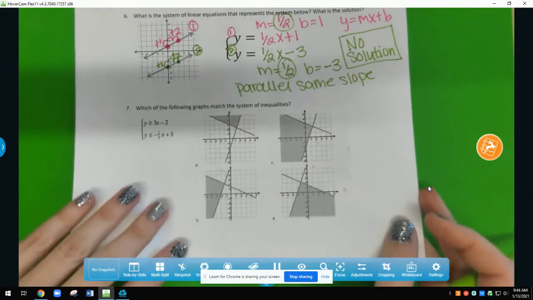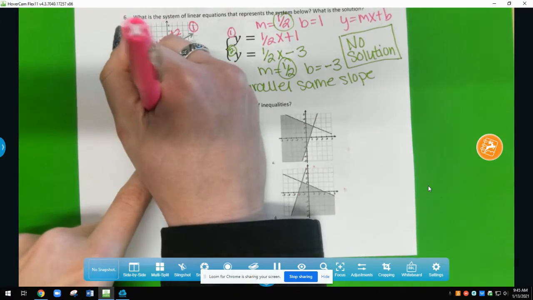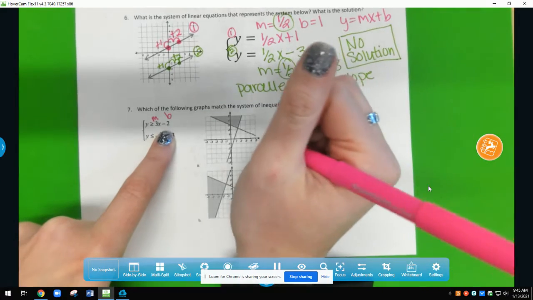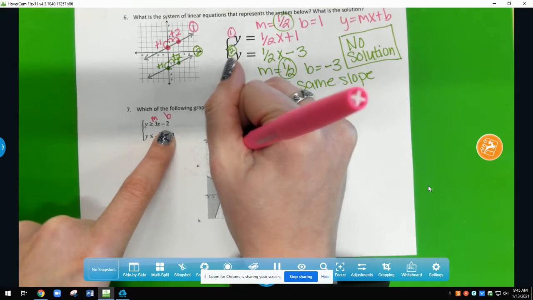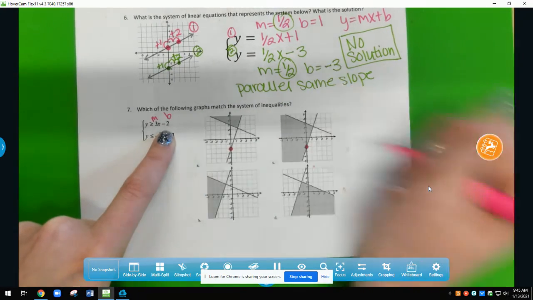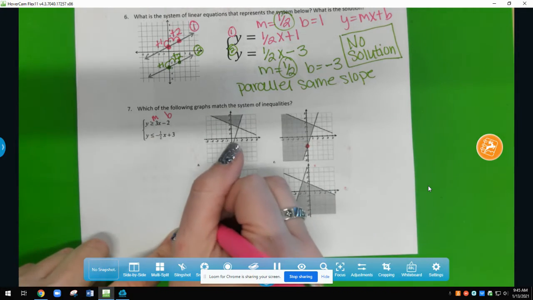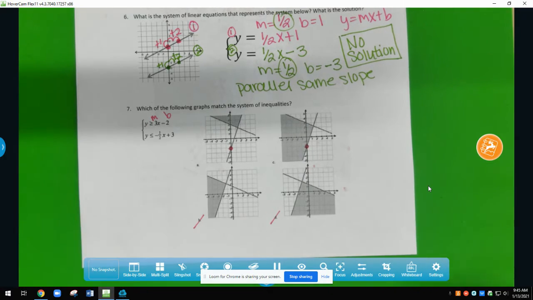Okay, number 7. Which of the following graphs match the system of inequalities? Okay, so I'm going to look and I have my m and my b. I know one of the lines has to cross the y-axis at -2. So I'm going to try to find lines that cross at -2. So far those two are good. This one does not have one that crosses, so B's out and D is out.